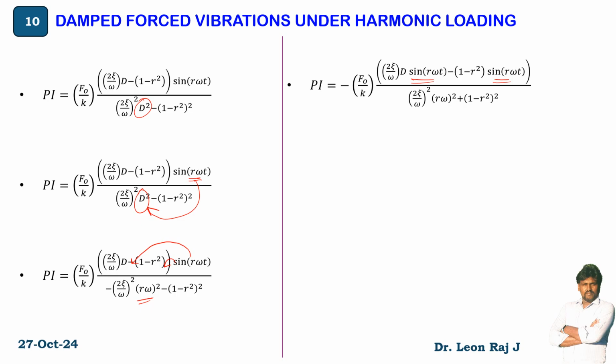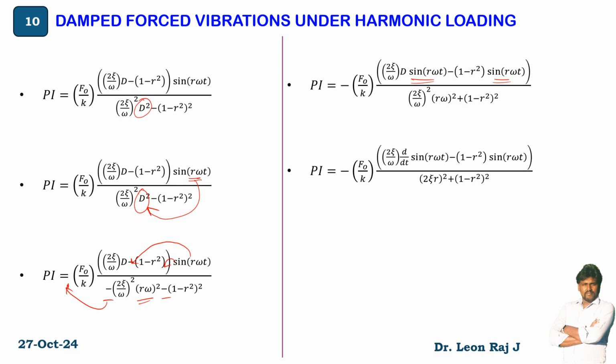Sorry, this minus and this minus were taken in the front. So this is the minus. So the denominator term is 2 xi divided by omega whole square r omega square plus 1 minus r square. Then this whole term can be rewritten as minus f0 by k in the 2 xi omega d by dt sine r omega t.